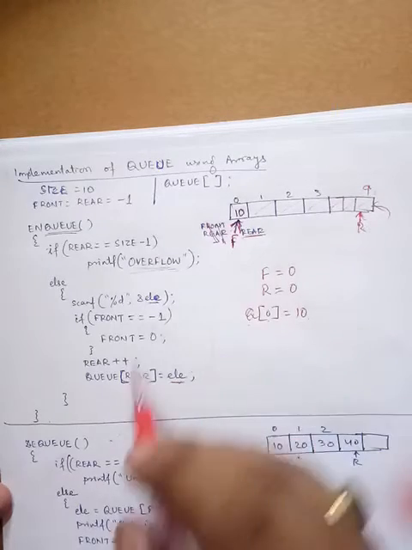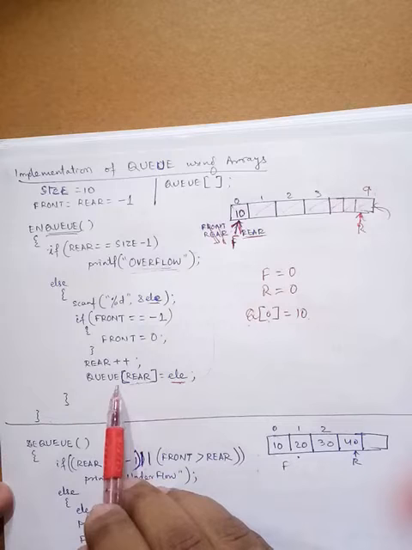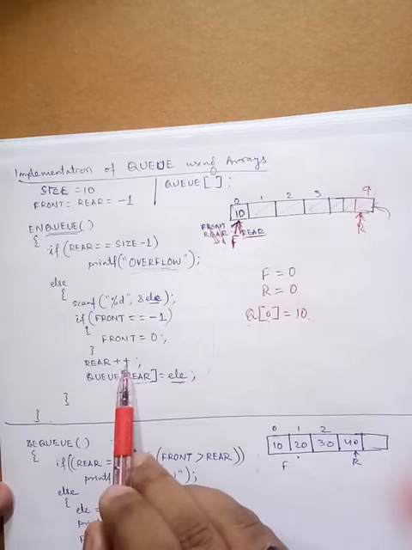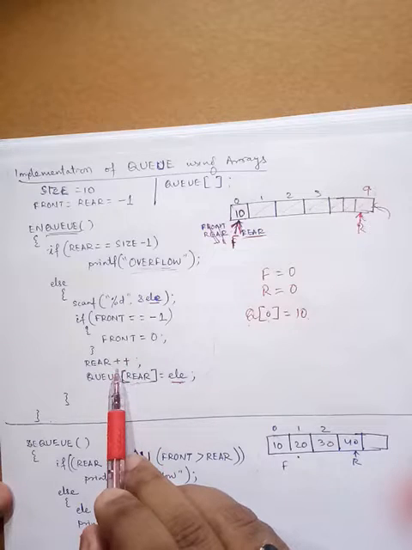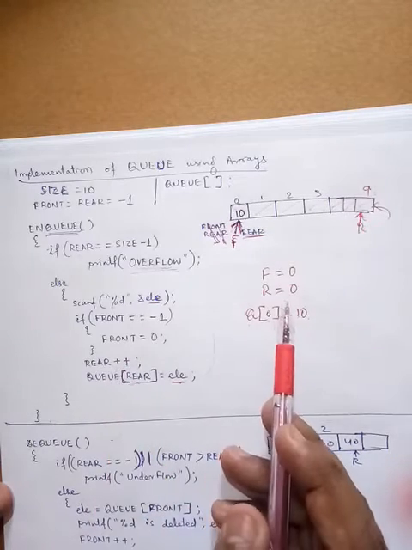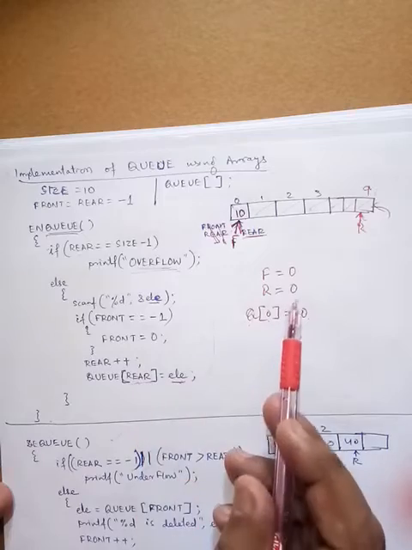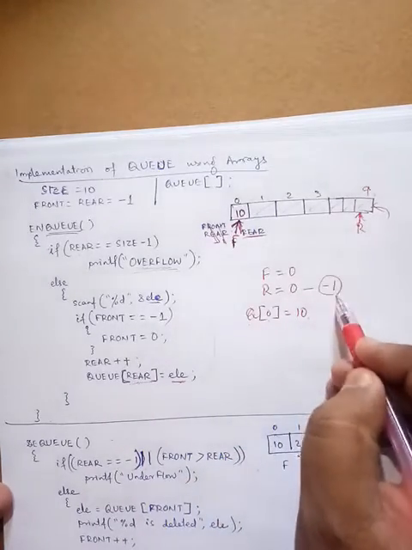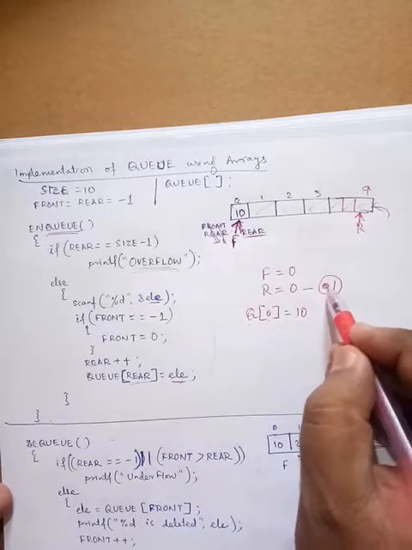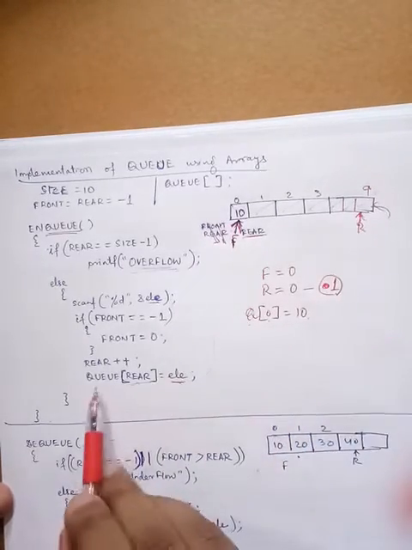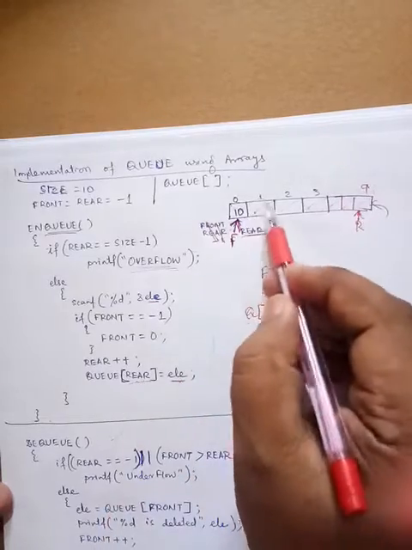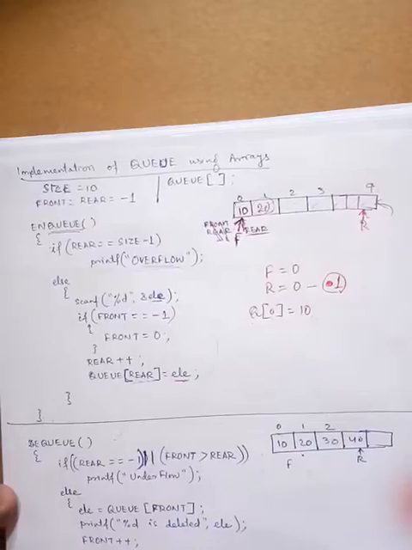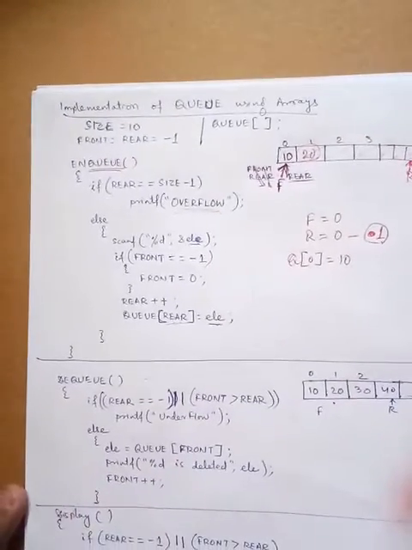You can insert another element. Again, the rear value will be incremented. Rear value will be how much? Rear will be 1. Previously it was -1, that is incremented, that is 0. Then that will be again incremented, that will be 1. Then Q of 1. Q of 1 is this location. You can insert another element here. So this is the NQ operation using array.